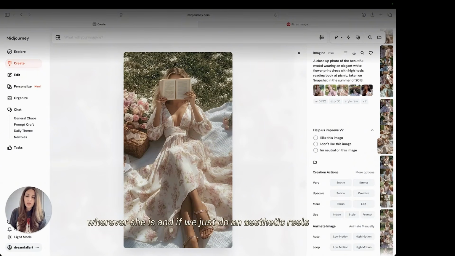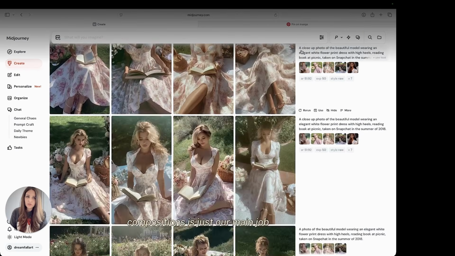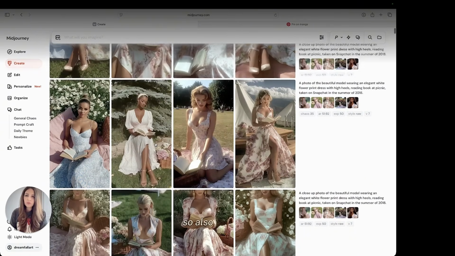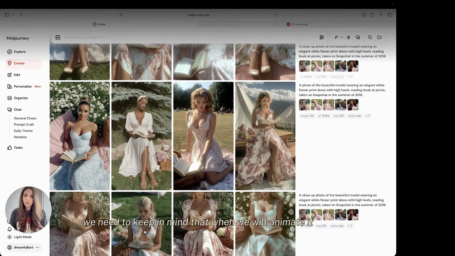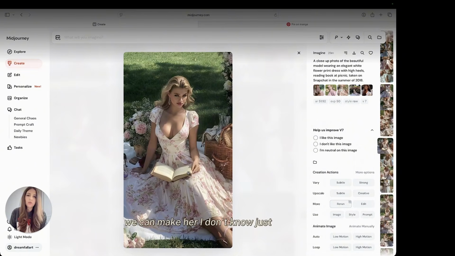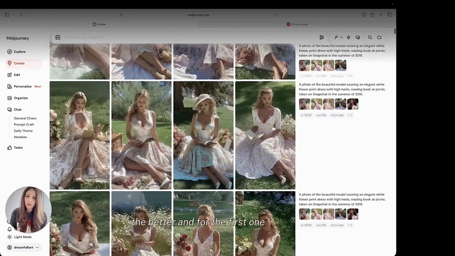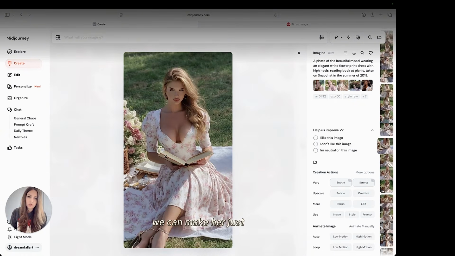And if we just do aesthetic reels, then just finding the best angle and the best compositions is our main job. So also we need to keep in mind that when we animate it, we need to understand what this person will do, because we will animate a person. So for example, if this one is just sitting with a book, we can make her, I don't know, just reading it, or we can make her take something out from this basket. It's also maybe a good one for action, because the more action we put, the better. And for the first one, we can make her just, you know, reading.